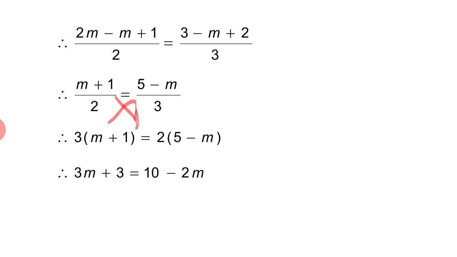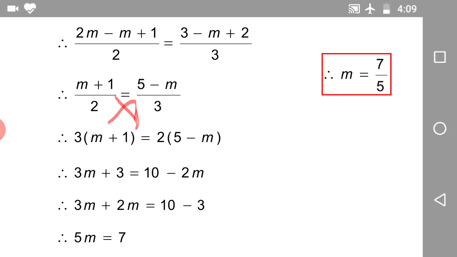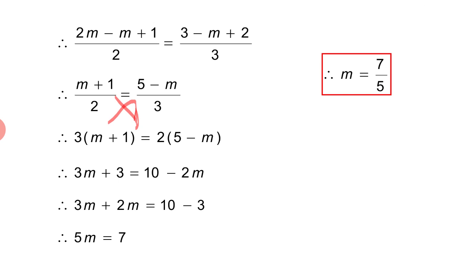Opening the bracket again, you get 3m plus 3, using the distributive property, is equal to 2 fives are 10 minus twice m. Now transposing twice m from RHS to LHS, you get 3m plus 2m. Simultaneously I am transposing 3 from LHS to RHS. Is it okay? So here you get 3m plus 2m is equal to 10 minus 3, that is 5m is equal to 7. So naturally m will be equal to 7 by 5.